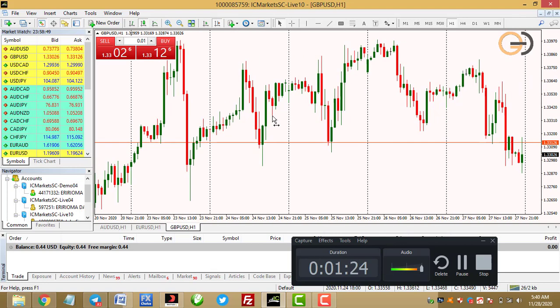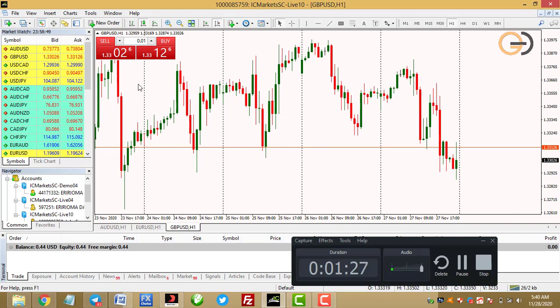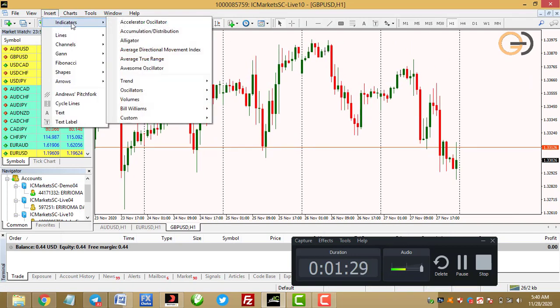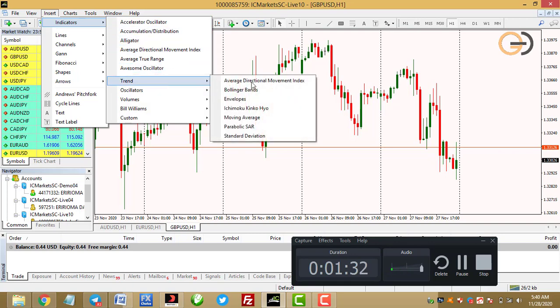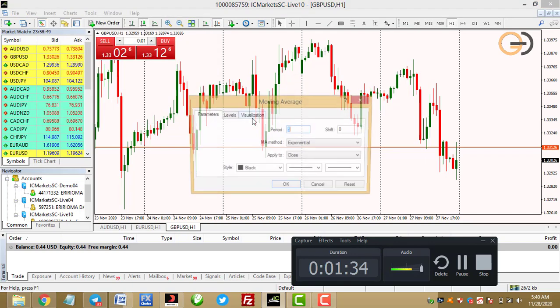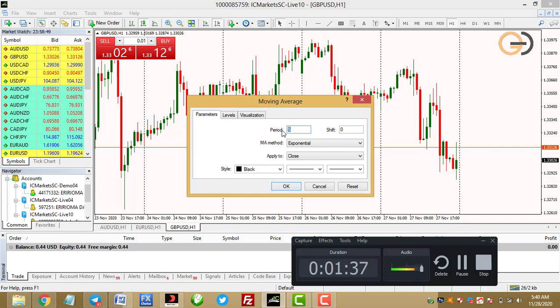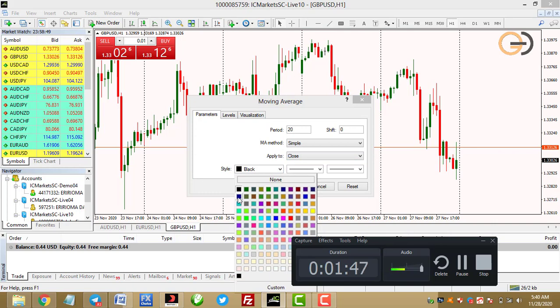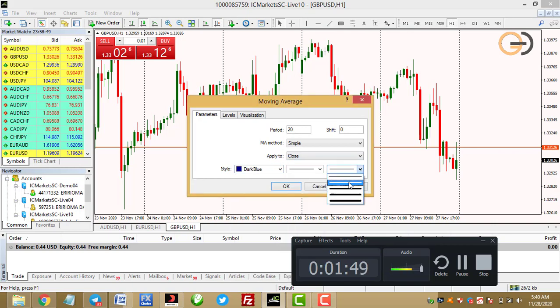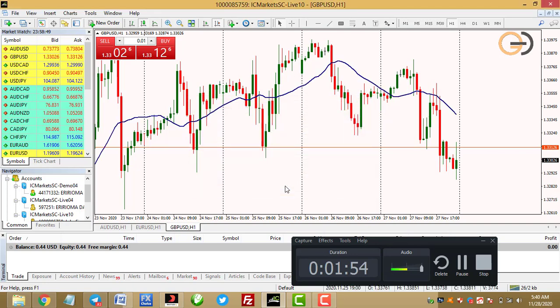To add those indicators, you have to go to insert, you go to indicators, you look for trend, then you look at the moving average, you click on it. Now you change the period of the moving average to 20. Okay, you make it a simple moving average, apply to close, you change the color to maybe blue. All right, the line color you can increase a little if you want, then you say okay. All right, you see the line appearing on the charts.